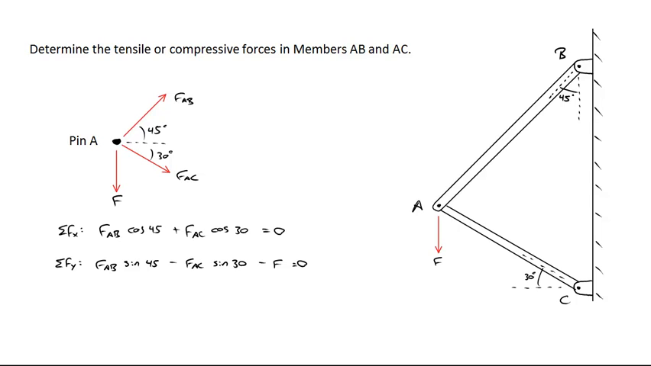So let's use Engineering Equation Solver to solve this problem. We're trying to determine the compressive or tensile forces in the two members, AB and AC. You'll see I've drawn a free body diagram for pin A, and I've assumed that both AB and AC are under tension, and that's to help me get the signs right.